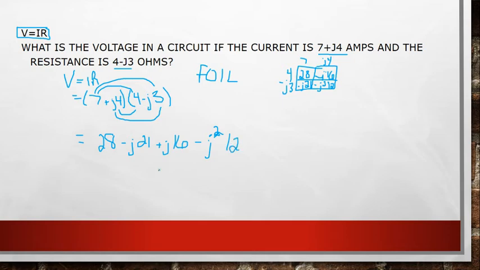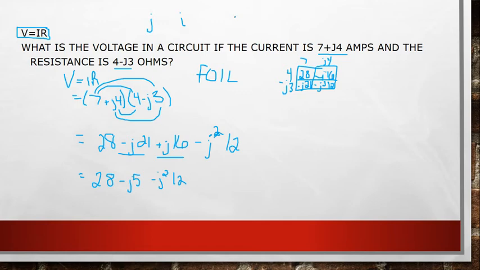So now I can combine like terms, so I have a negative j21 and a positive j16. So I get 28. Negative 21 plus 16 gives me a negative j5 minus a j squared 12. Now if you remember, j is the same as i, except that in electronics they use j instead of i, since i stands for current. So if you remember, i squared equals negative 1. So j squared also equals that same thing.